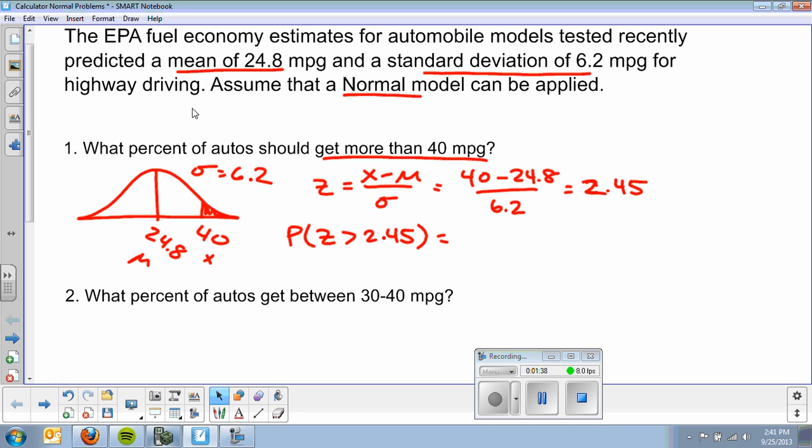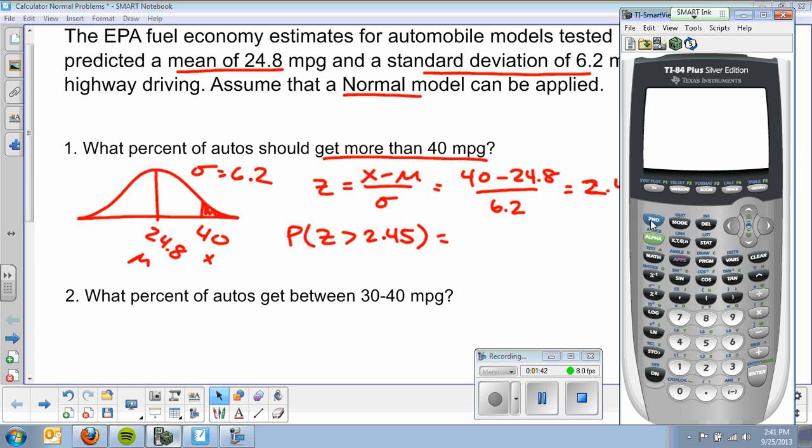So if I go to my calculator, my trusty TI, I hit second. Now, I'm looking for the vars key, and right above it, it says distribution. So when I click on that, second vars, I get the list of distributions. I'm looking for the second one down that says normal CDF. That stands for cumulative density function, and I'm going to hit enter.